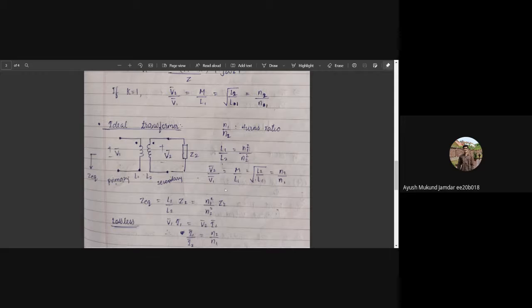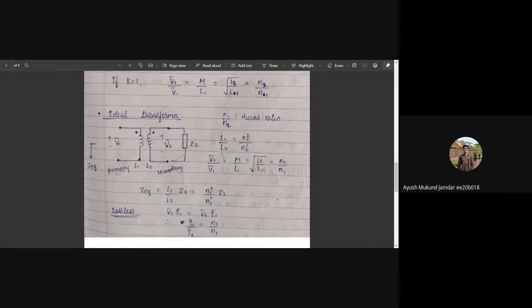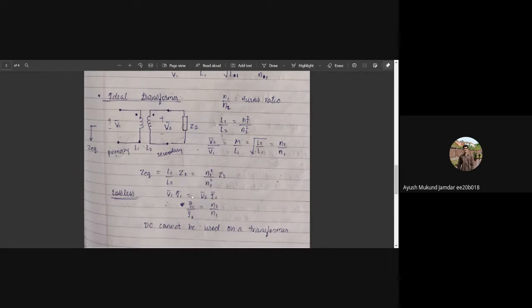We had this V2 expression derived just now, and if the transformer is lossless, all power from the primary coil will be transferred to the secondary coil. So V1 bar I1 bar product equals V2 bar I2 bar. That is I1 by I2 equals N2 by N1. The inverse relation as we had for voltage now holds for current, inversely proportional to the number of turns. So we have the current ratios, voltage ratios, and the impedance relation as well.